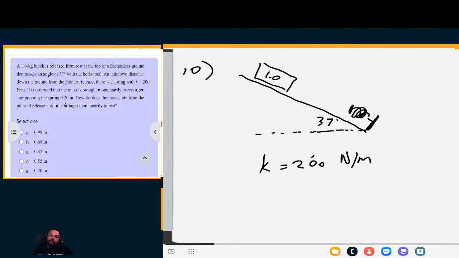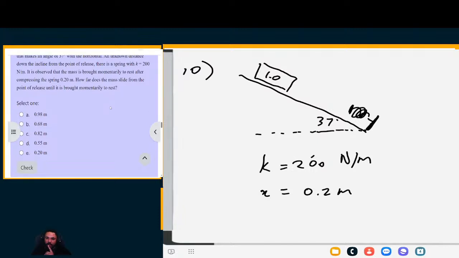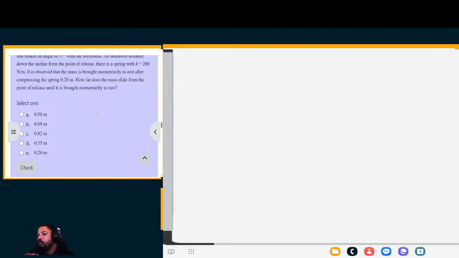Now it is observed that the mass is brought momentarily to rest after compressing the spring for about 0.2 meters. Now they want to know how far in total this mass slides from the point of release until it's brought to rest on the spring. Okay, so first of all, we need to calculate the force that is making this block slide down.